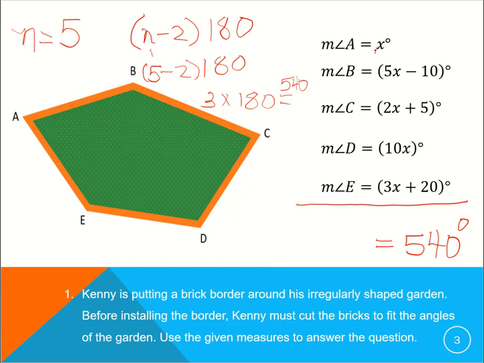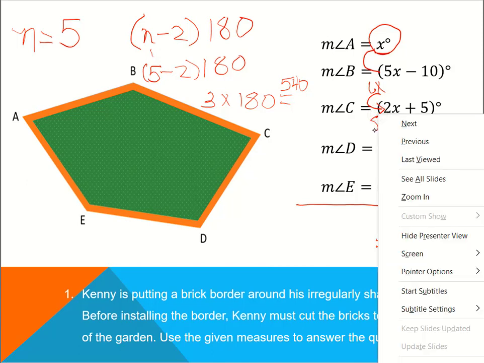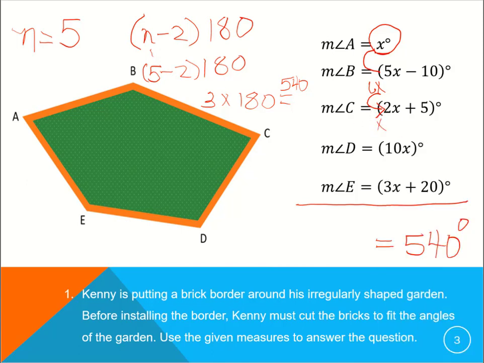First, we're going to add the parts of our expression that have the variable x in them. We have 1x in angle A plus 5x in angle B, that's 6x. Keep going down, add 2 more x, 8x, plus 10 more x is 18x, plus 3 more is 21x. So we've added all of these parts of our expression together.